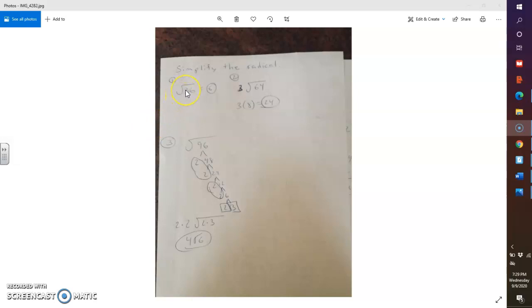All right, when we're simplifying radicals, anytime you have a perfect square, you can just take the square root of that number, and that is your answer. So the square root of 36 is 6, because 6 times 6 is 36. These are numbers we should know, up to really 144.